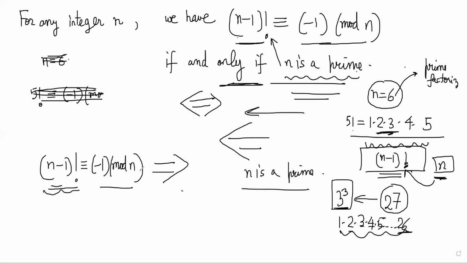One side is easy, the other side is not so easy to prove. But the theorem is true: (n minus 1) factorial is minus 1 mod n if and only if n is prime. That is your Wilson's theorem. Then the next thing that we have to look at is Euler's theorem.